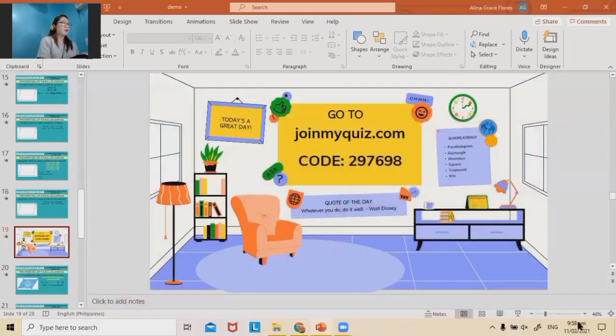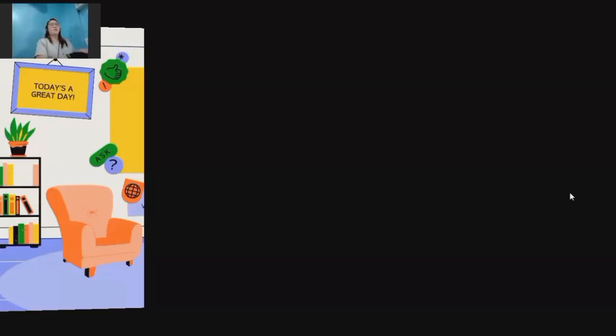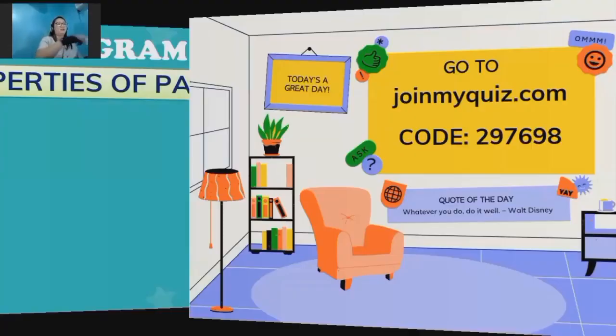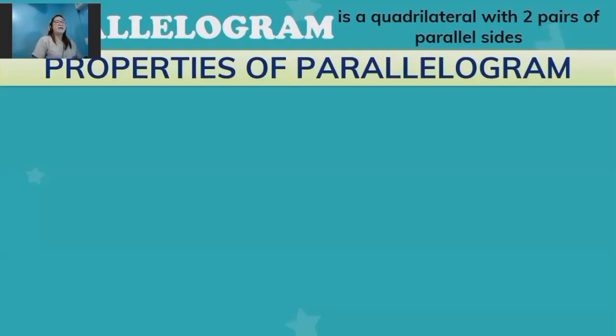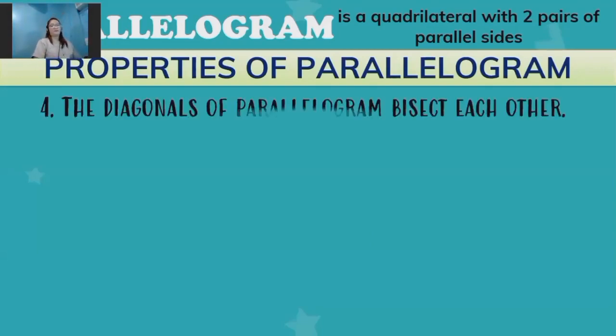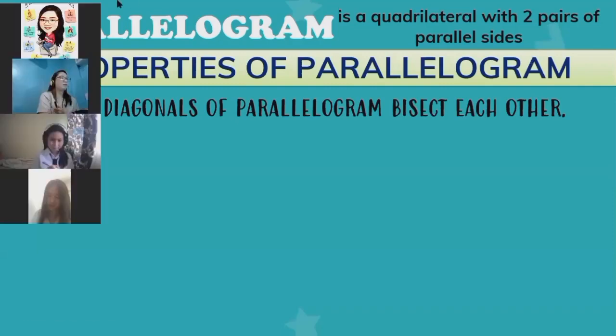Let us now proceed with the next property for parallelograms. Sky, can you please read this? The diagonals of parallelogram bisect each other. Okay, what is the new word to you here? Ano ang bagong salita na gusto ninyong malaman ang definition? Anyone? Can anyone tell me what do we mean by the word bisect?